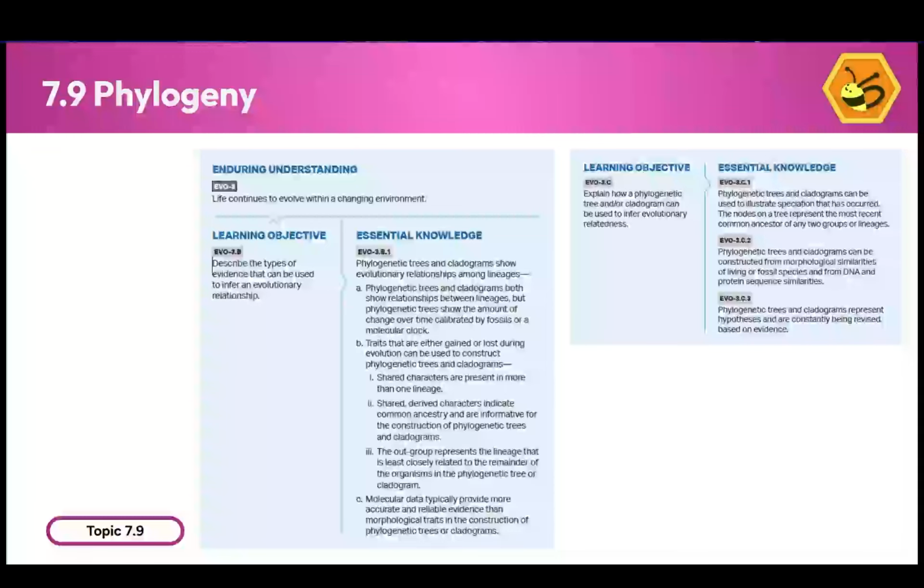Morphological means relating to the form or structure of things. In biology, it's usually used to refer to morphological structures. Like birds and bats have similar morphological structures because they have wings. It's basically another synonym for looking: they have similar looking structures, so they have similar morphological structures. Does that make sense?